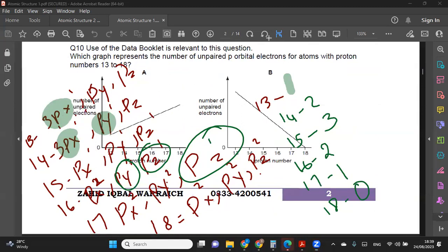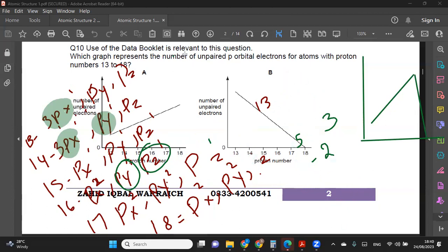We need to see a graph like this, where it goes from 1, 2, 3, and then it reaches the maximum at 3, and then it decreases and comes to 0. We need to see a graph like this. So let's now look at a graph like this.